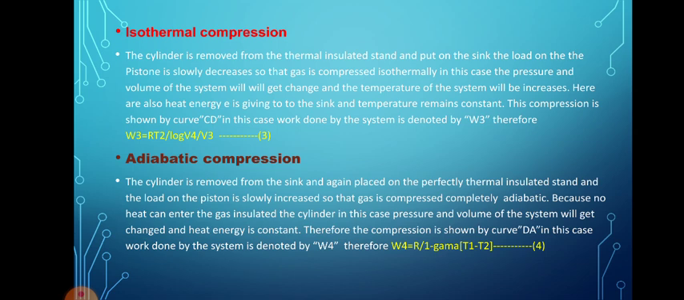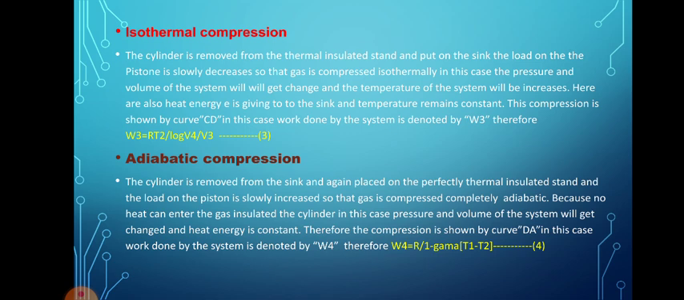In this case, the pressure and volume of the system change, and the temperature of the system tends to increase. Here the heat energy is given to the sink and the temperature remains constant. This compression is shown by the curve CD. In this case, the work done W3 is equal to RT2 log V4 by V3. This is equation number 3, the area of DCGH.